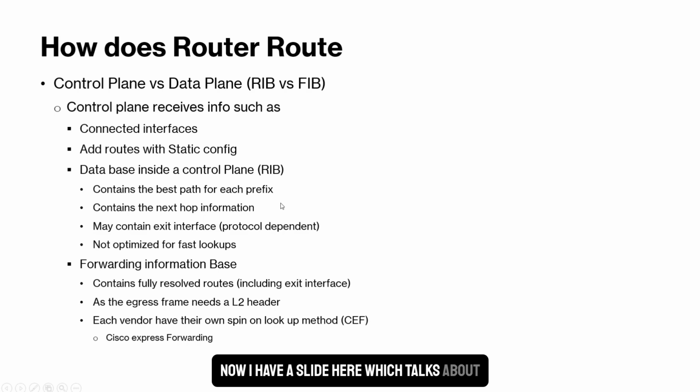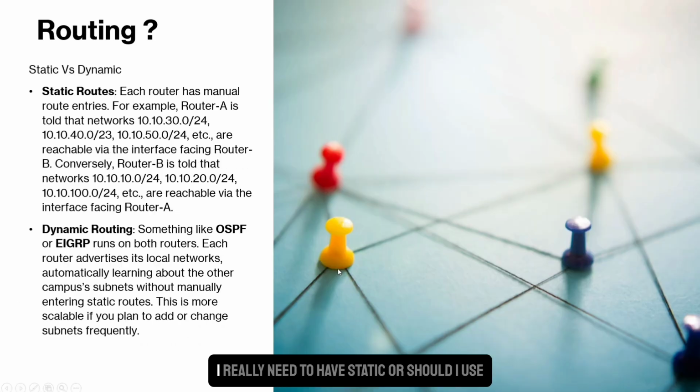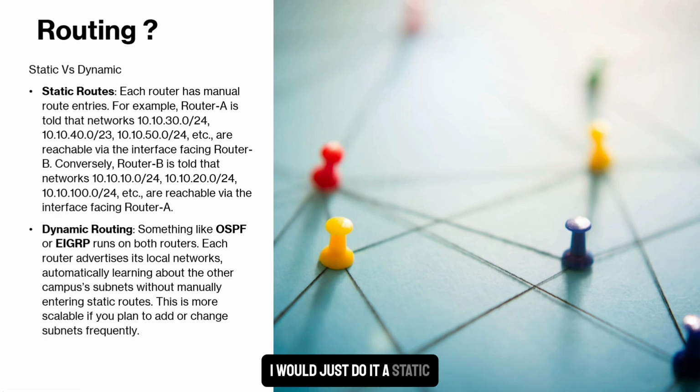Now I have a slide here which talks about this a bit more. I won't read through it. You can pause the video and look through it. Now the next question you want to answer is, do I really need to have static or should I use dynamic? In this case, if I was doing it, I would just do static, which means each can have a manual route.